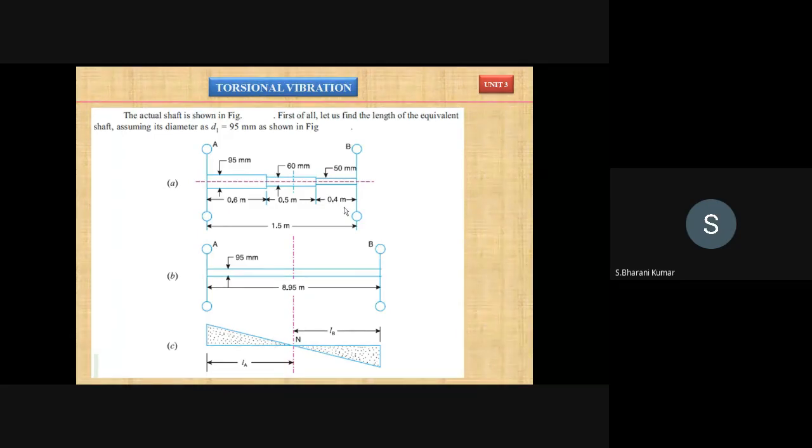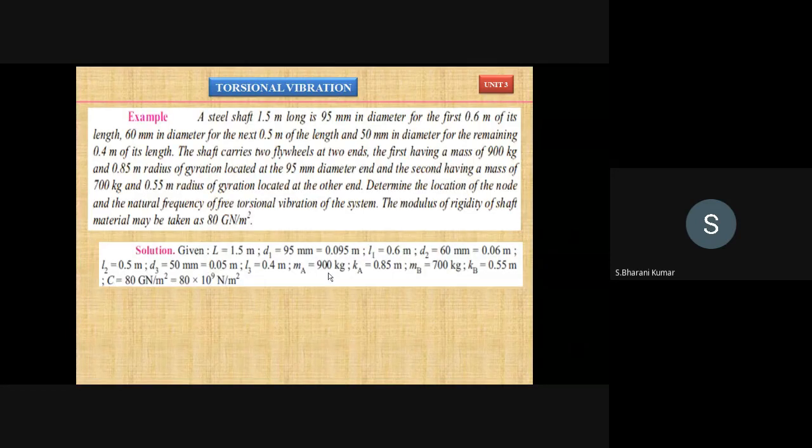And the two rotors at both ends, we have named the rotors A and B. What kind of data needs to be given here: mass of A equal to 900, K equal to 0.85. Mass of rotor A, radius of gyration for rotor A is 0.85 meters. Same as like that, mass of rotor B will be given, and radius of gyration of B is also given as 0.55.